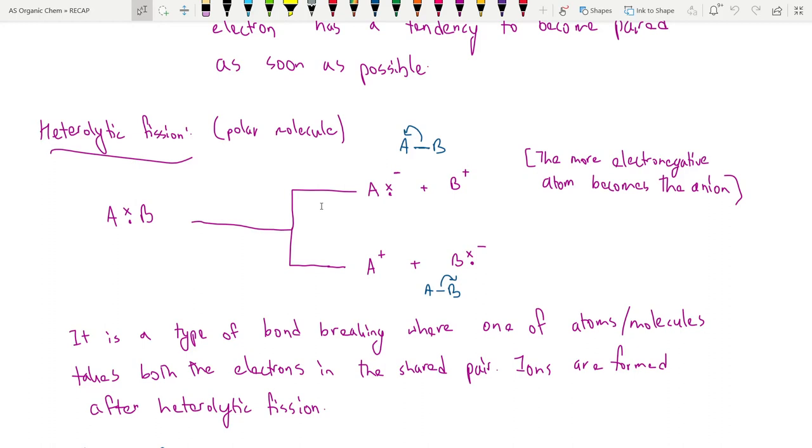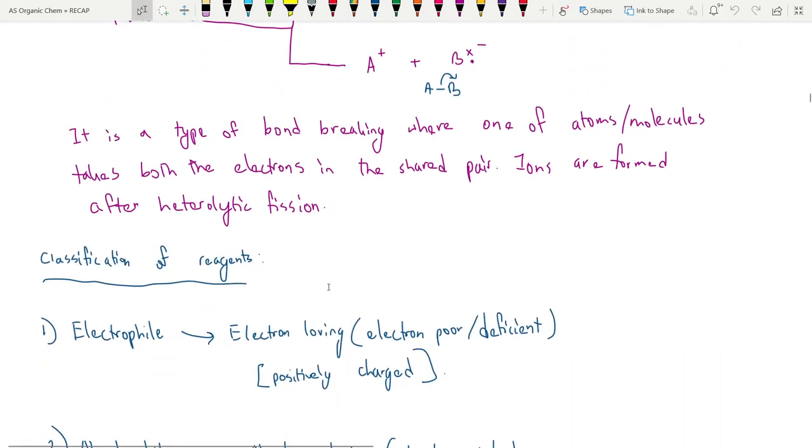It typically occurs in a polar molecule. For example, AB breaks down to form the A anion and the B cation, or vice versa. So you show it in that way. You see how I showed it with the blue pen, right? That's heterolytic fission basically. A is taking both the electrons from the shared pair. Remember that the more electronegative atom becomes the anion, okay? It is a type of bond breaking where one of the atoms takes both the electrons in the shared pair. Ions are formed after heterolytic fission.